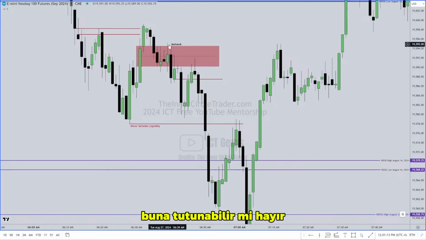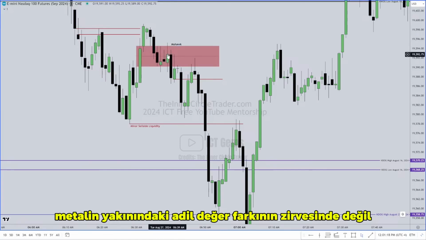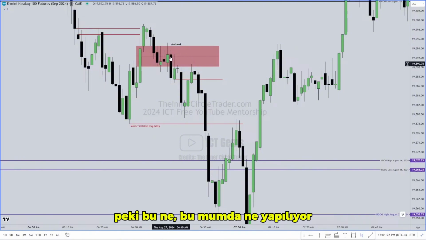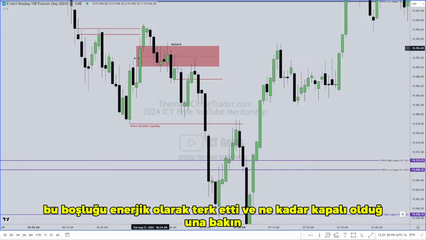This is a little coloring outside the lines. Could it hold on to that? No. And then we closed here, not at the high of the fair value gap, near the middle. And then the next one we do what? We confirm it. We open, trade outside of it. So what has it done here on that candle? What has it done? It's left this gap energetically, and look how it closed.